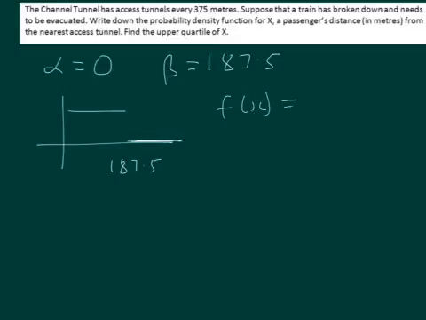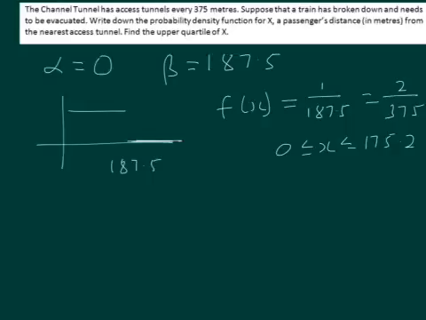So the probability density function is going to be given by the height of this. Because that length here is 187.5, and because the total area is 1, then the height is going to be 1 over 187.5. And you can simplify that to make that 2 over 375. And this is when x is between 0 and 187.5, but otherwise it's 0. It's 0 there, and it's 0 there.